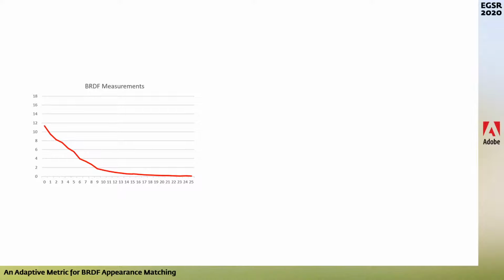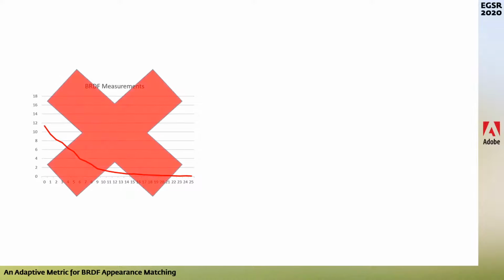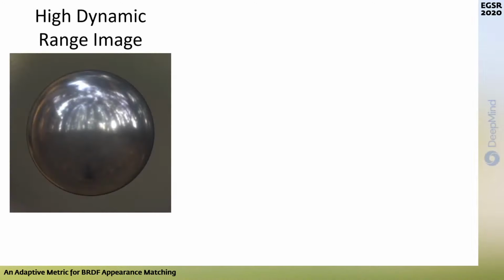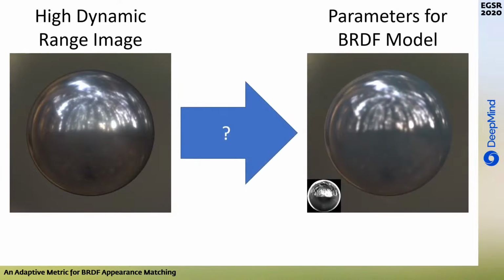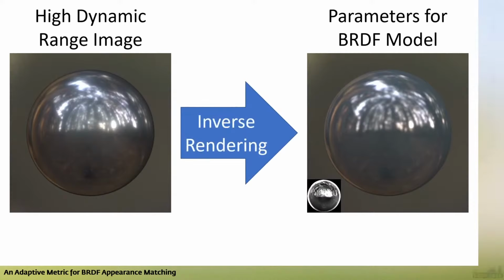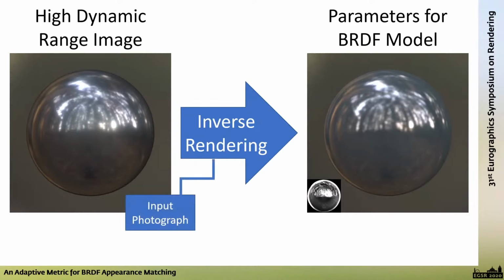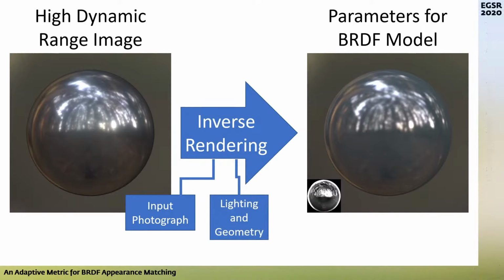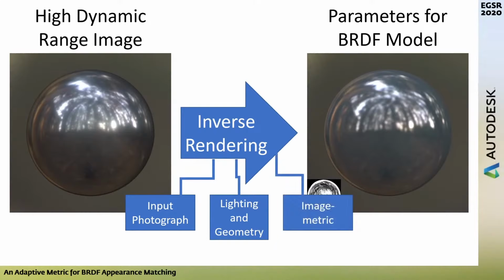But what if you don't have the BRDF measurements of a material? Perhaps the only measurement you have access to is a photograph of that material. In that case, you are trying to match the appearance of the material instead of fitting the BRDF data itself. One strategy you might use is inverse rendering to try to solve for the BRDF parameters. For inverse rendering, you need an input photograph to match, accurate scene parameters for lighting and geometry so that the only unknown is the BRDF, and lastly, you need a metric to optimize for.